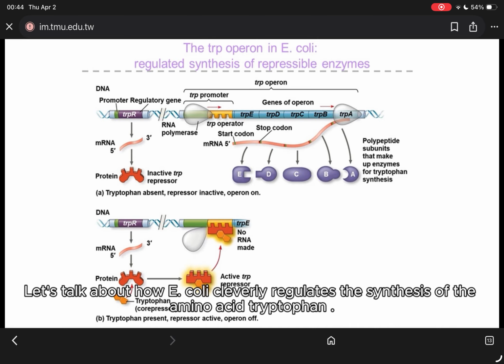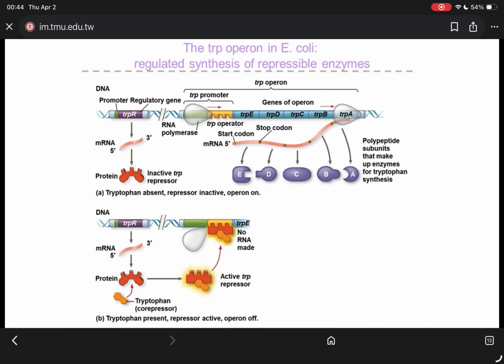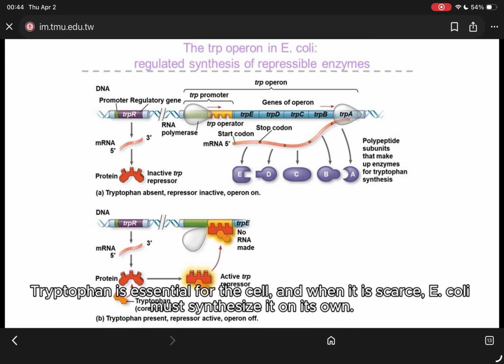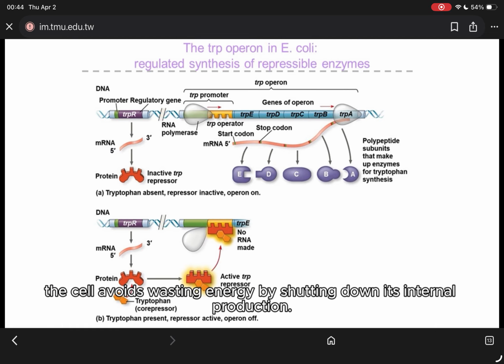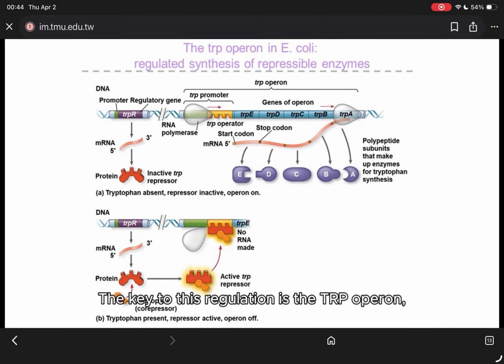Let's talk about how E. coli cleverly regulates the synthesis of the amino acid tryptophan, TRP. Tryptophan is essential for the cell, and when it is scarce, E. coli must synthesize it on its own. But when there is plenty of tryptophan available in the environment, the cell avoids wasting energy by shutting down its internal production. The key to this regulation is the TRP operon, a classic example of a repressible operon.